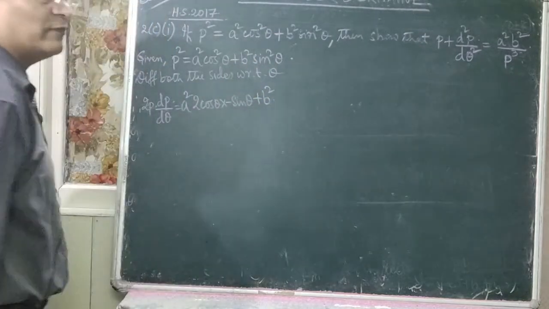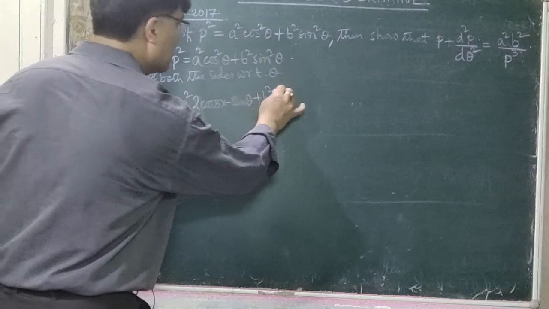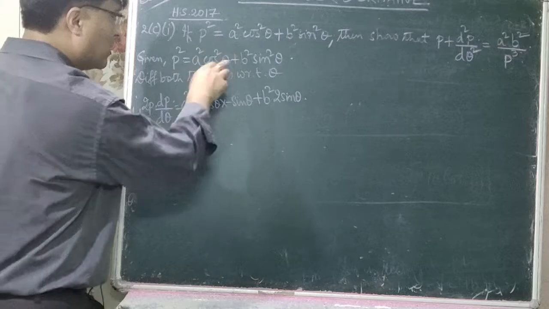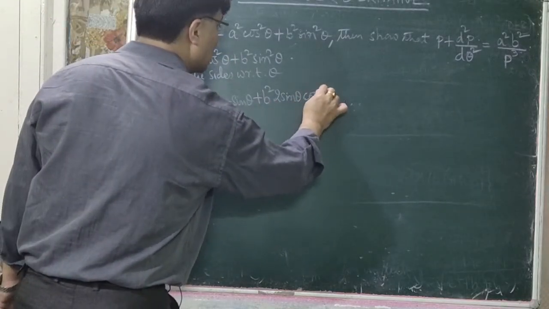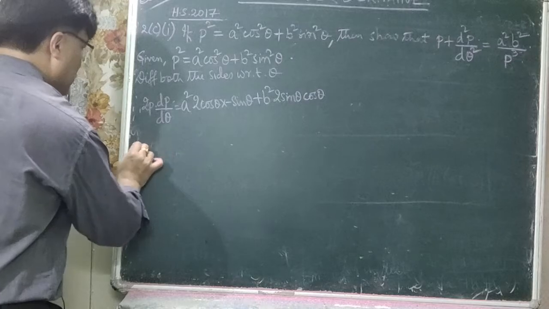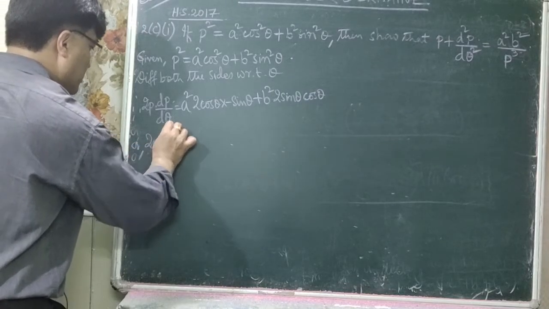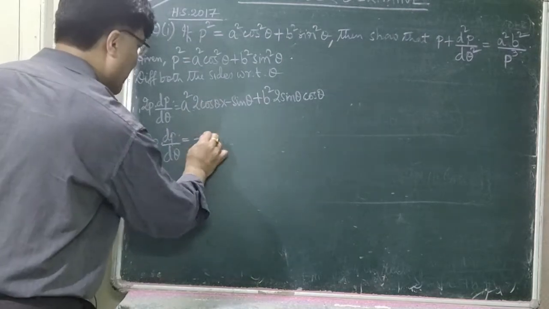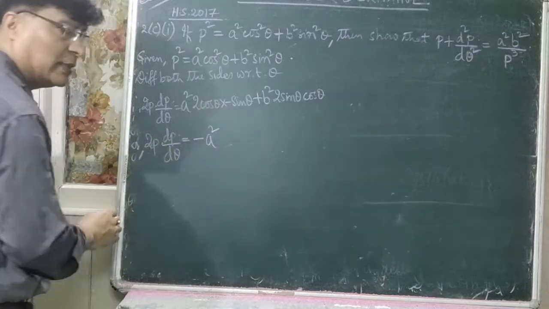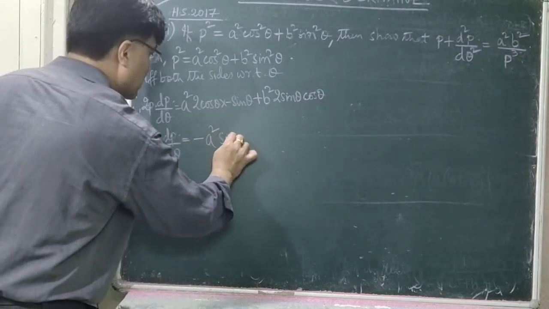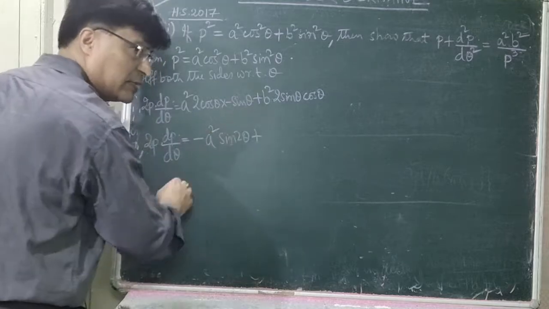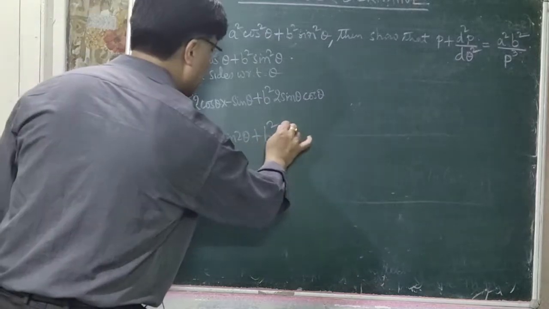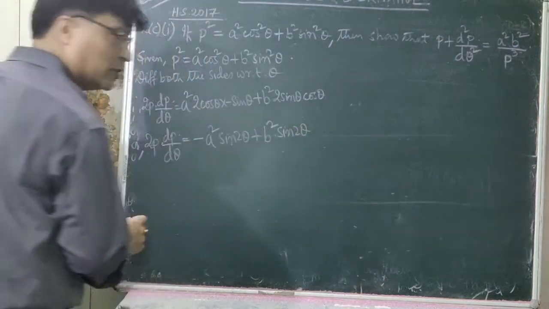b square into, what is the differentiation of sin square theta? It is 2 sin theta cos theta. It is 2 sin theta first, then again differentiate sin theta with respect to theta, which is cos theta, right? So, or this one is 2p into dp by d theta is equal to, this is minus sin a square. Now what is 2 sin theta cos theta? This is your sin 2 theta, plus similarly here b square into, what is 2 sin theta cos theta? It is sin 2 theta. This is your sin 2 theta, right?